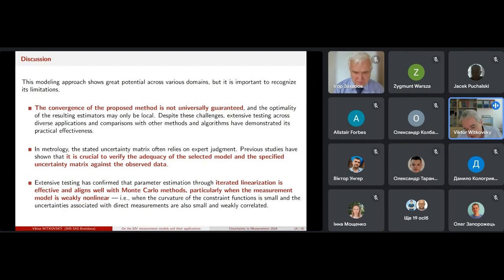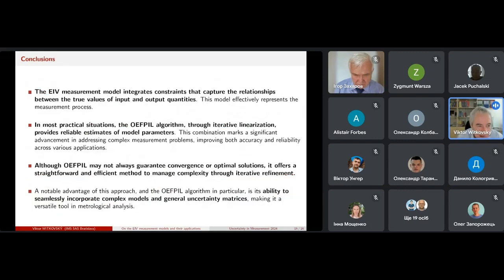So if this model is, we say, nice, weakly nonlinear, the algorithm works very well, but in a very complicated curved model, we could meet some problems with convergence and accuracy. So to conclude, the errors-in-variables measurement model integrates constraints that capture the relationship between the true values of input and output quantities. This model effectively represents the measurement process.